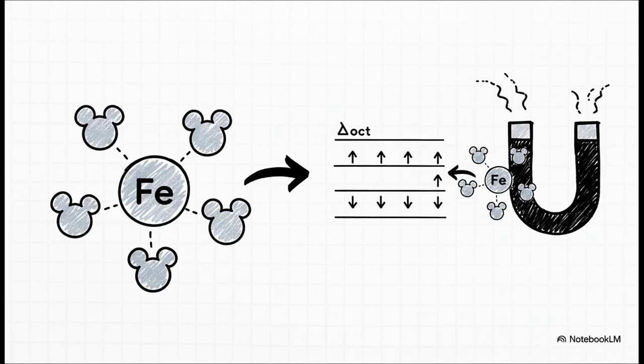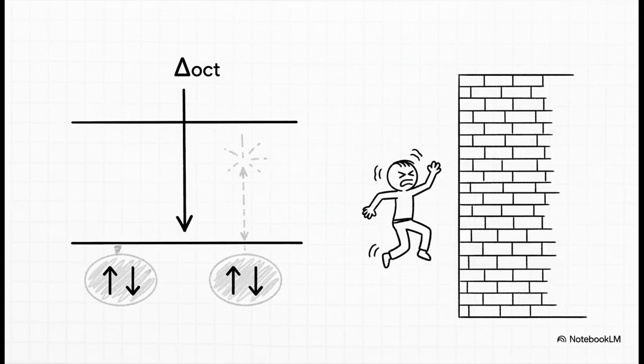The result is you have a bunch of unpaired electrons, and that makes the whole compound paramagnetic, which just means it's attracted to a magnet. But what happens if we use strong field ligands? Well, these cause a massive energy split, a huge delta oct. Now that energy gap isn't a small step anymore, it's a giant leap. And it's actually easier for an electron to just hold its nose and pair up in a lower orbital than to make that huge jump.